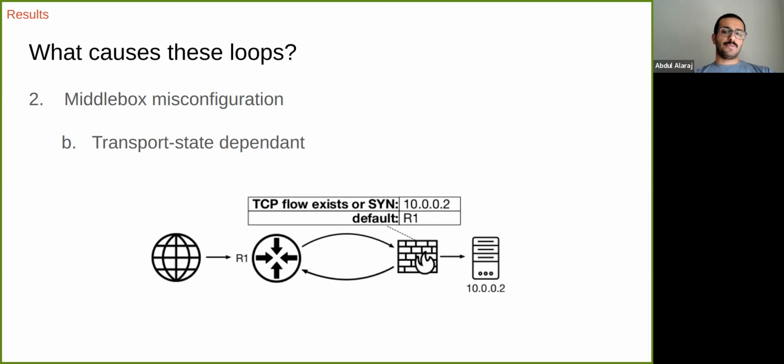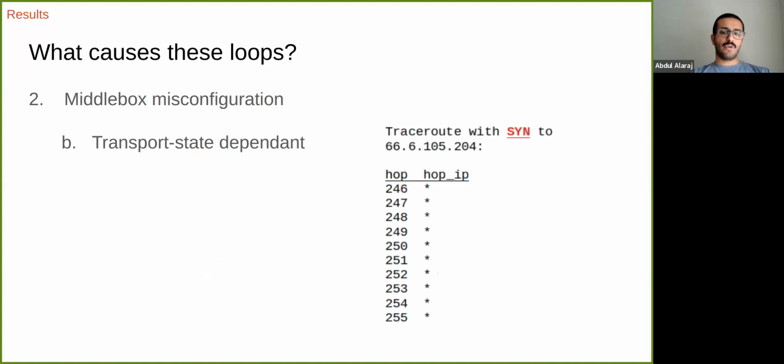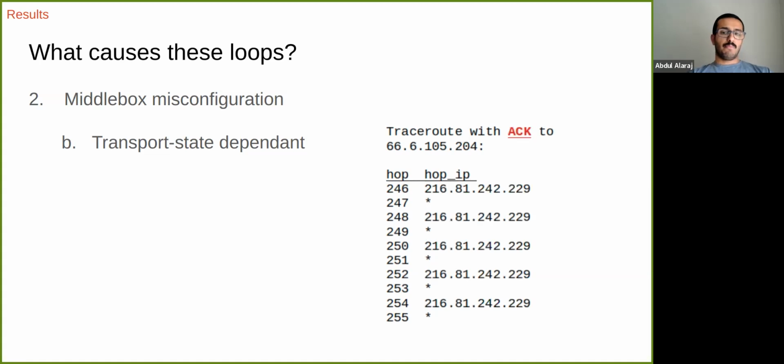Another type of routing loop caused by misconfigured middle boxes happens when firewalls reroute TCP packets that are not part of an existing TCP flow, nor initiate a new one, instead of just dropping them. For example, when we send SYN packets to this IP with the following TTL values, nothing happens. But when we send the same packets, but with an ACK flag instead, a routing loop is observed.